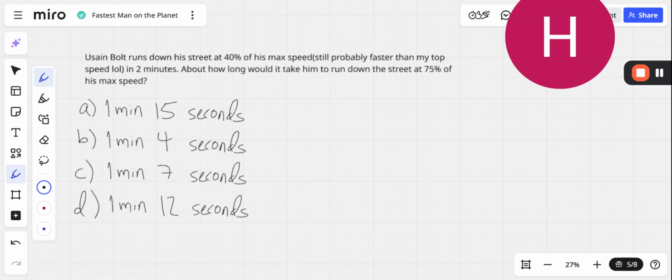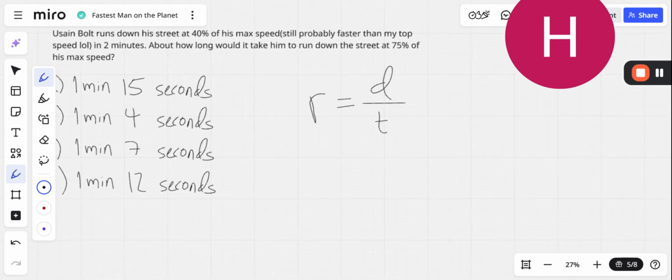Now, the interesting thing about this question is we're not given what his max speed is, and we don't need to know the exact velocity. But we're still going to set up the rate equals distance over time equation, and notice that if he's running down the street in both cases, the distance is going to be the same. So we basically have that RT is equal to the distance in both cases.